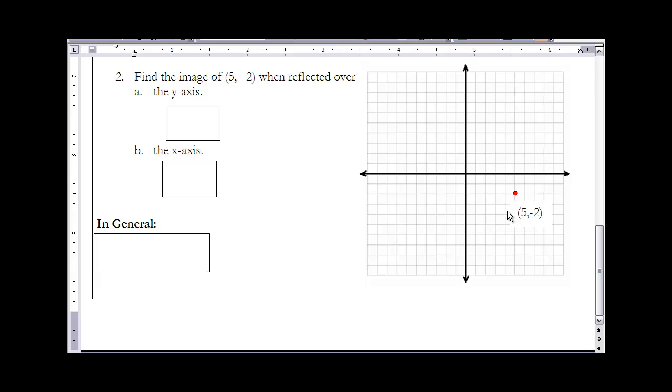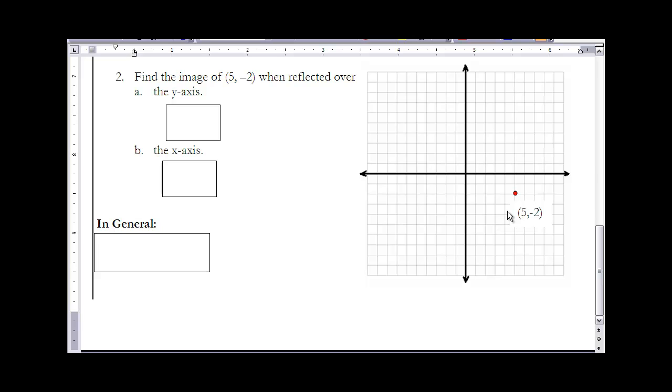Next I'd like to take a look at example number 2. In example number 2, we're looking at reflections on a coordinate grid. On a coordinate grid, reflections are relatively easy because the distance from the x-axis or the y-axis can easily be measured based on the coordinates that were given. It says, find the image of the point 5, -2 when it's reflected over the y-axis for part A and over the x-axis for part B.